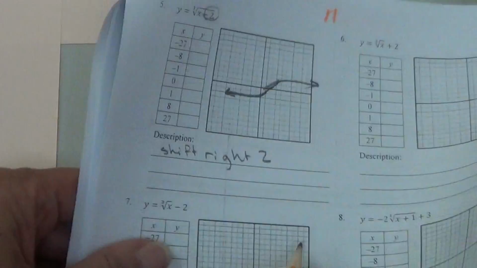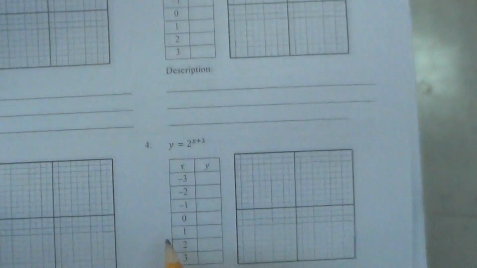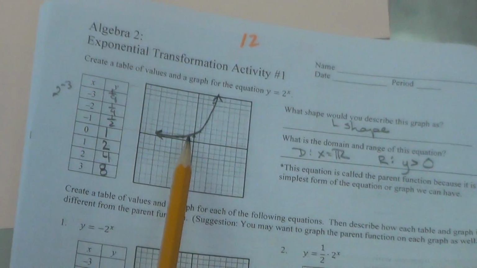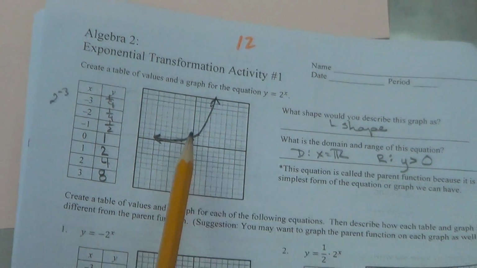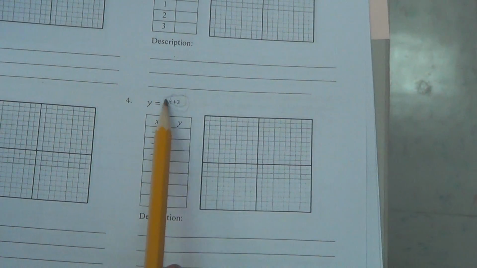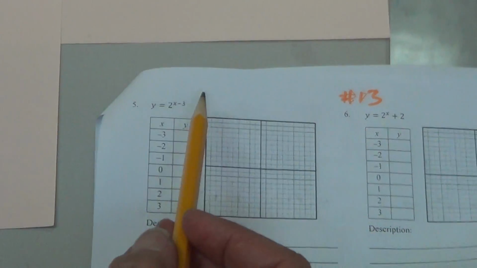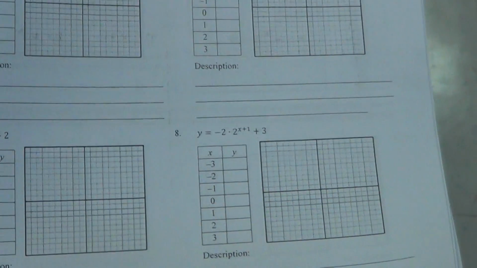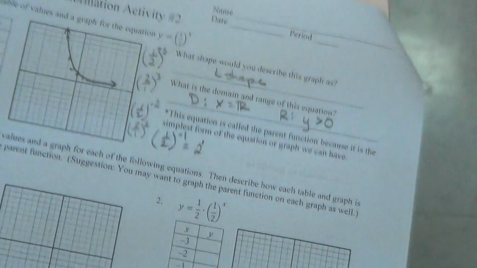Okay? And I want you to go ahead, pause the video, and do this parent graph on page 12. You should know which way it's going to shift off of this plus 3 there, and which way it's going to shift off of this minus 3. Okay? And just pause the video, finish page 12.